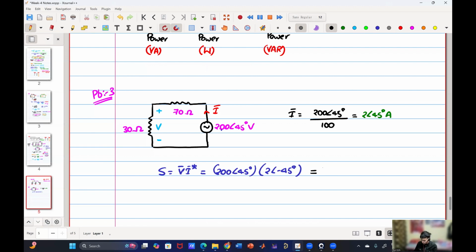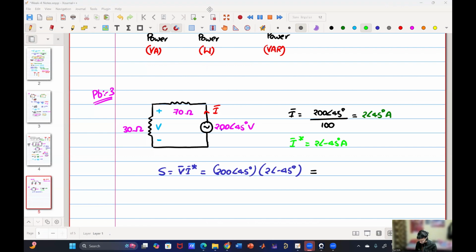How to get 400 angle 0 degrees? I phasor is 2 angle 45 degrees. So I phasor star will be the negative of that angle, 2 angle minus 45 degrees, because it's a complex conjugate, so the angle will be negative.